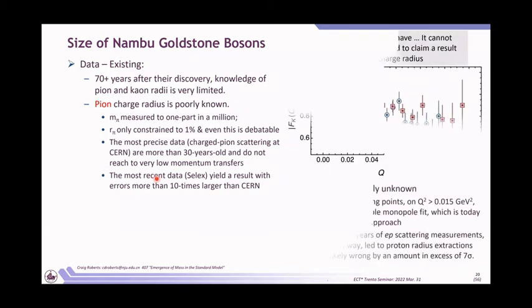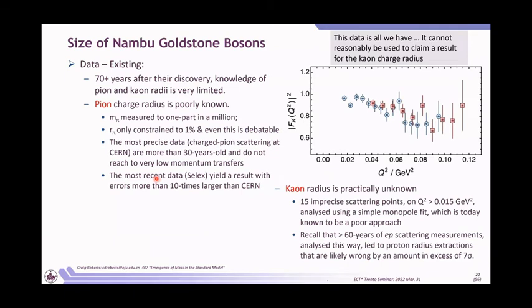And so far as the kaon goes, that radius is practically unknown. There are just 15 imprecise points measured at Q squared greater than 0.015 GeV squared. And what we have shown using the method that Daniele has perfected is that there's no information in here that you wouldn't get from a least squares fit. So 60 years of electron-proton scattering measurements analyzed by just fitting such data have shown us that that's no way to measure a radius. When we tried that with the proton radius, we ended up with the proton radius puzzle.